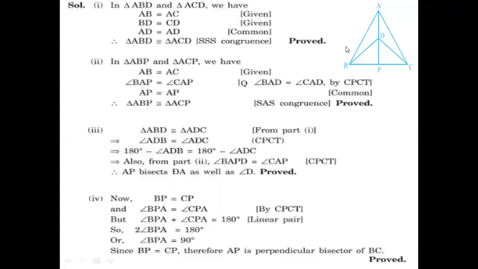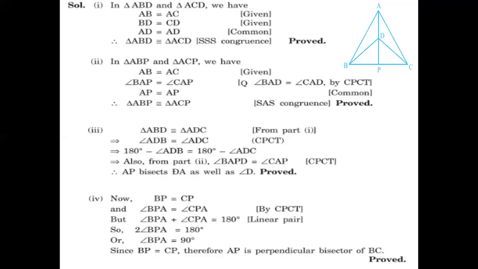Now, let us get to the fourth part of the solution. Here in the fourth part, we have been asked to prove that BP is equal to CP. Now, how shall we prove that? If BP is equal to CP, we can actually prove that AP is the perpendicular bisector of BC, which is the actual thing that has been asked, right? So, BP is equal to CP is a given fact because I've already proved that the triangles are congruent. Yes. And angle BPA is equal to angle CPA. That can also be stated by CPCT.